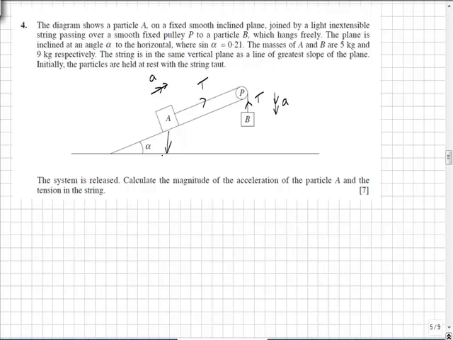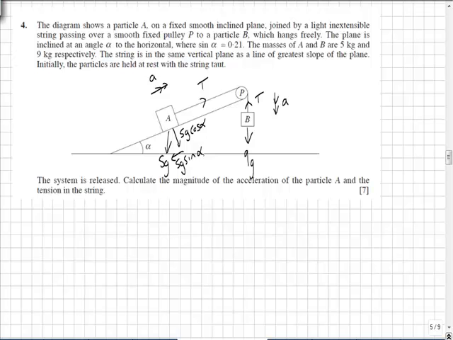A has a mass of 5 kilograms, so that's 5g. B a mass of 9, so that's 9g. And let's not forget to put in our perpendicular and parallel components of that 5g weight, which will be 5g cos alpha and 5g sine alpha.